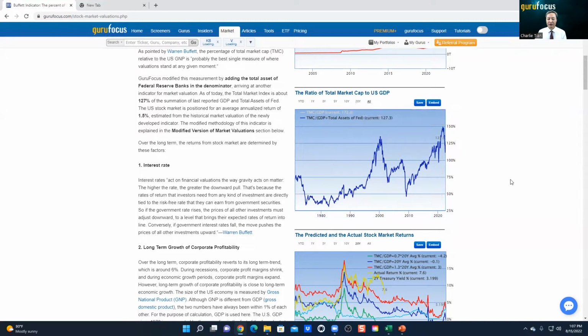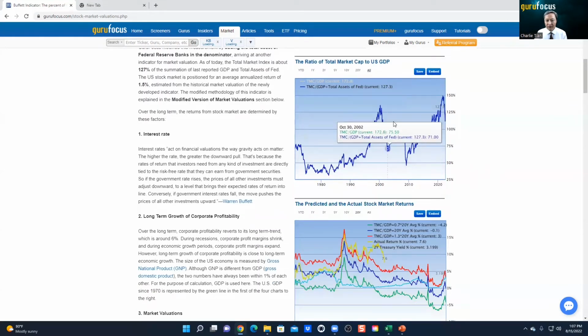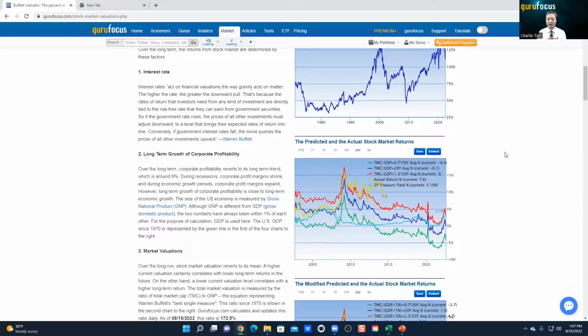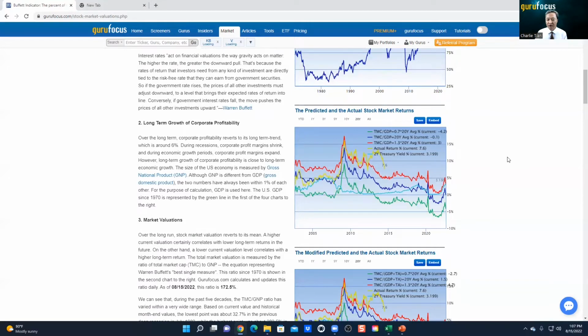If I remove this green line, you can see that the blue line gives us a better picture of where the market valuation is. During the pandemic peak, the blue line is higher than the 2000 peak, but not as high as it showed in the green curve. As of currently, this ratio is still very high, about 127%, but it is lower than the peak during the dot-com bubble. From this ratio, we can assume that it will revert to the mean over time, and we can estimate where the market will return over time.